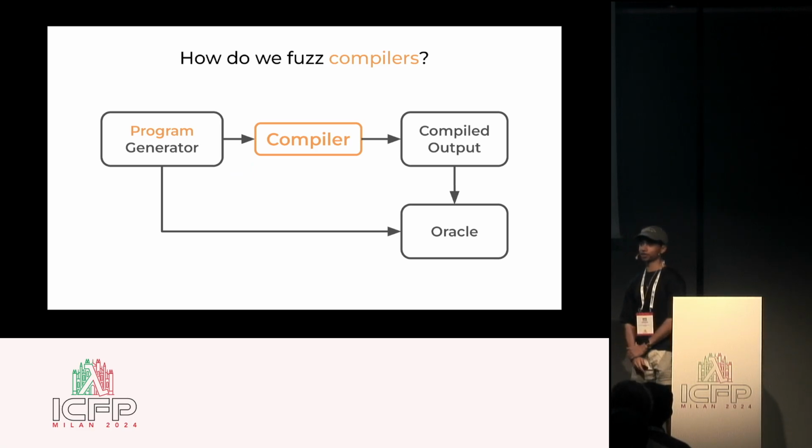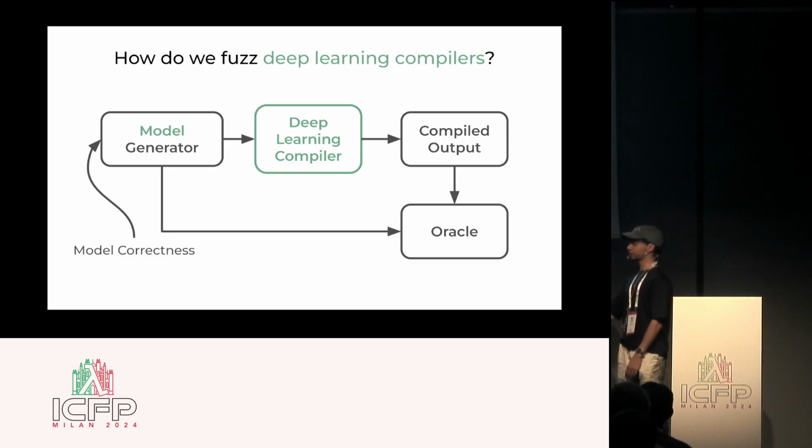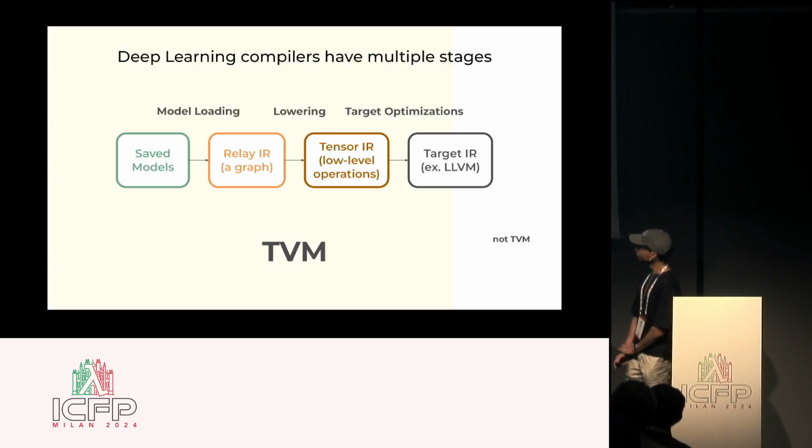Now, how can we best use fuzzing to find bugs in these deep learning compilers? On a normal compiler, if we're trying to fuzz it, we can have some sort of program generator, and we take the compiled input and give it to an oracle to see if the output of the compiler resembles the correctness given by the input program. In this program generator, we have the idea of correct syntax, correct semantics, and type checking that we might want our input programs to have. For a deep learning compiler, we have the same idea, except we generate machine learning models instead of full programs. And again, we have this notion of correctness in terms of a model's parameters.